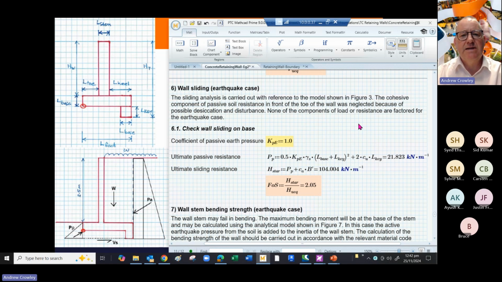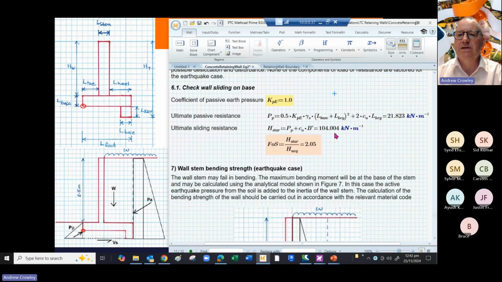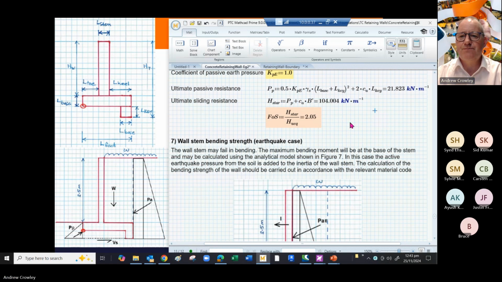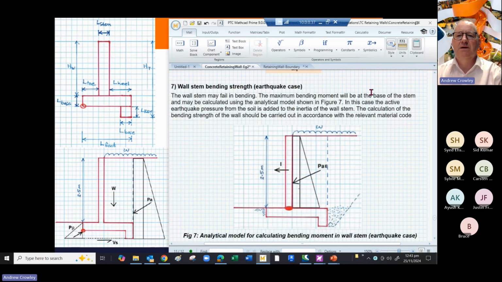Now look at wall sliding in the earthquake case. So we're taking our coefficient of passive earth pressure as 1, which is again quite conservative, but it's at least safe. We work out what our passive resistance is, and it's 21 in this case. And our sliding resistance works out as 104 kilonewtons per meter. So our factor of safety in sliding is over 2. So we're happy. And again, earthquake case is not the dominant case.